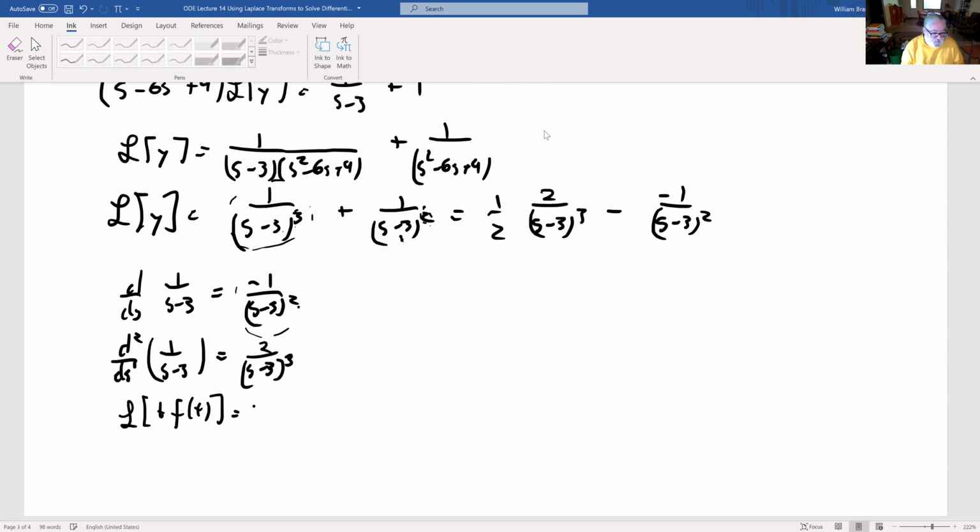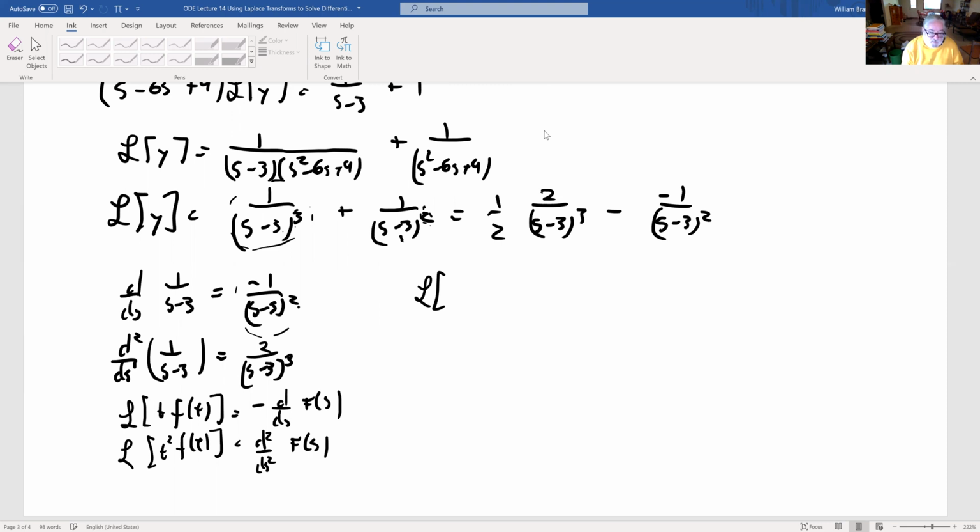So the Laplace transform of t squared f of t is the second derivative of F of s, without the minus sign. So what do we have here? The Laplace transform of t squared e to the 3t would be 2 over (s minus 3) cubed.